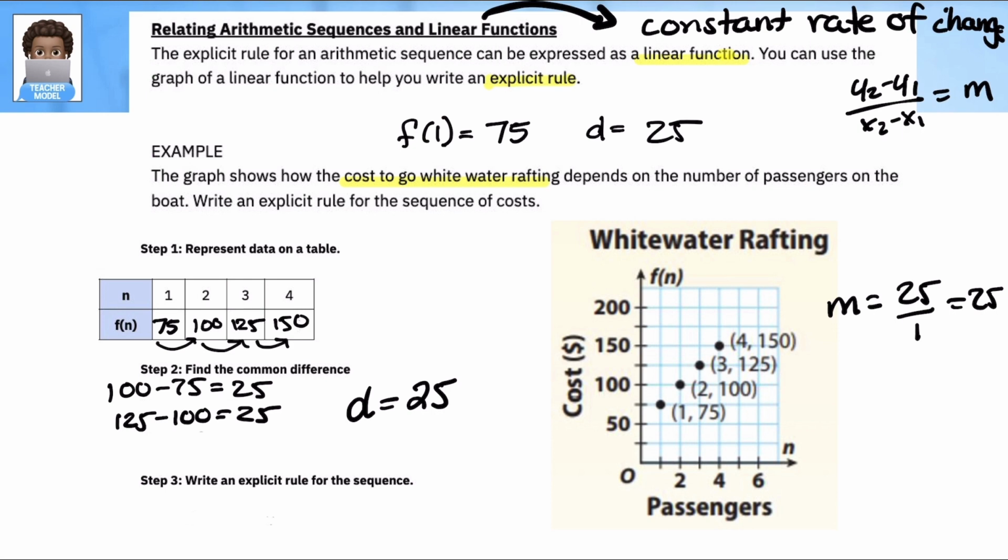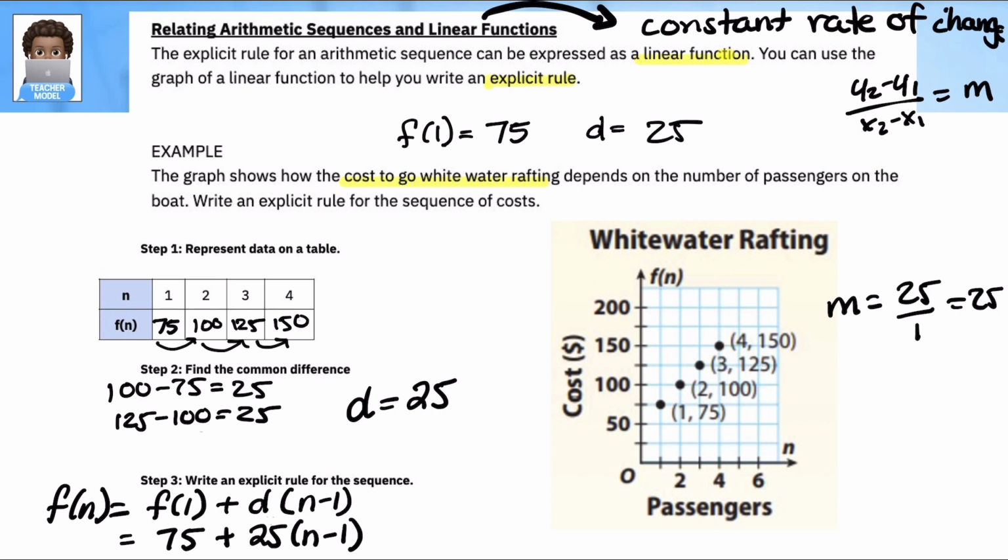But once you have those 2 pieces of information, we can create our new explicit rule. So we can have f of n is equal to f of 1 plus d times n minus 1. Or in this case, 75 plus 25 times n minus 1. So if you want to just do that as your function, you can stop there. If you would like to simplify this using distributing, you can. So I'm going to write this one in as well. So in that case, you would have f of n is equal to 75 plus 25n minus 25, or f of n is equal to 50 plus 25n. Both answers can work as a rule.